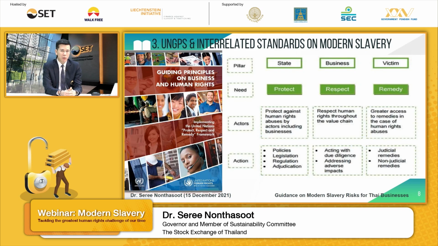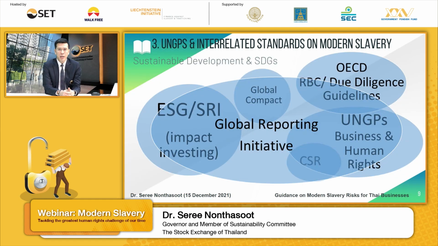In terms of the principles that the SET used in order to develop the guideline launched today, it is the United Nations Guiding Principles on Business and Human Rights, or UNGP. And we all know that it is built on 3 pillars: protect, respect, and remedy in the case of human rights violation. This particular guiding principle is not an isolated document. It is under the ecosystem of relevant standards.